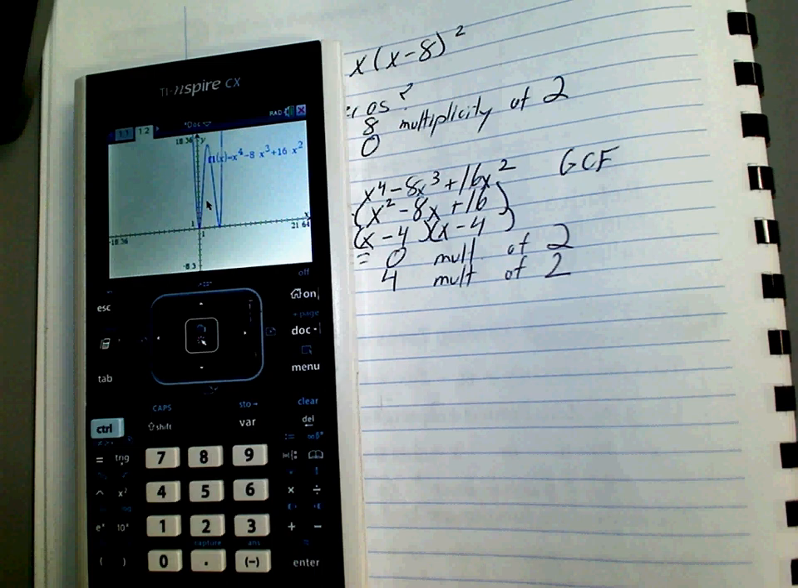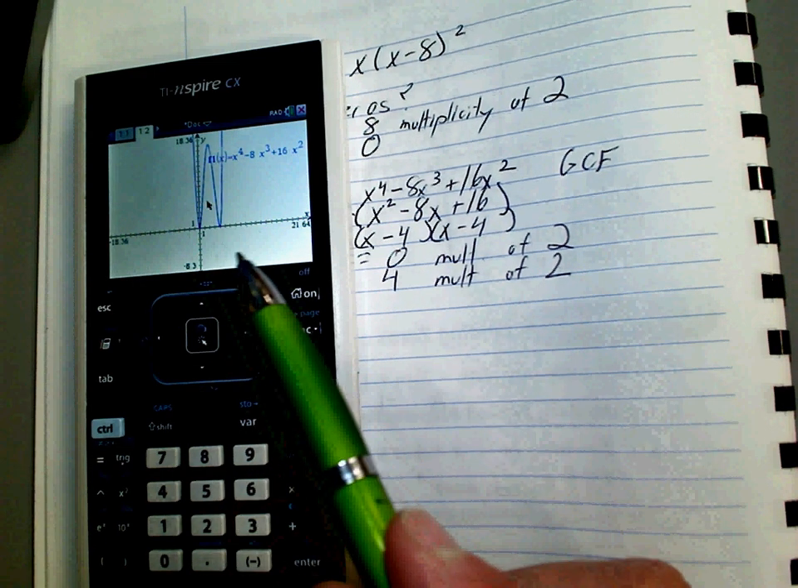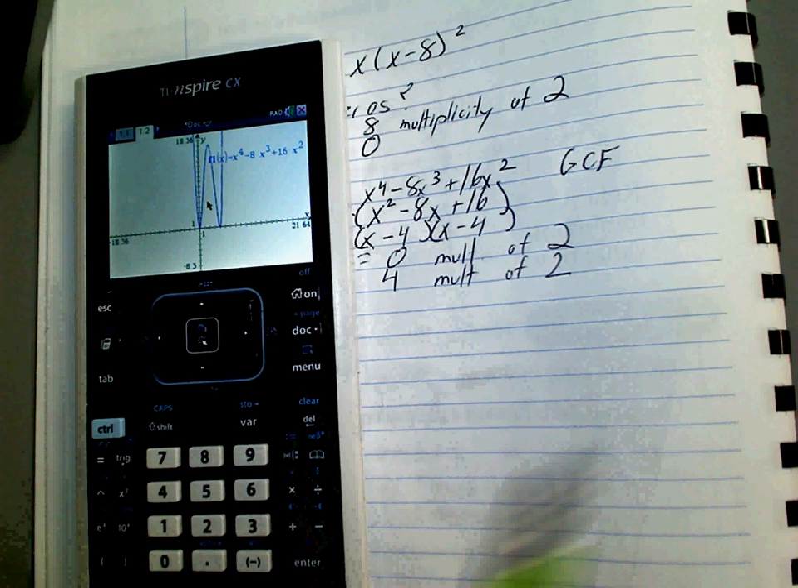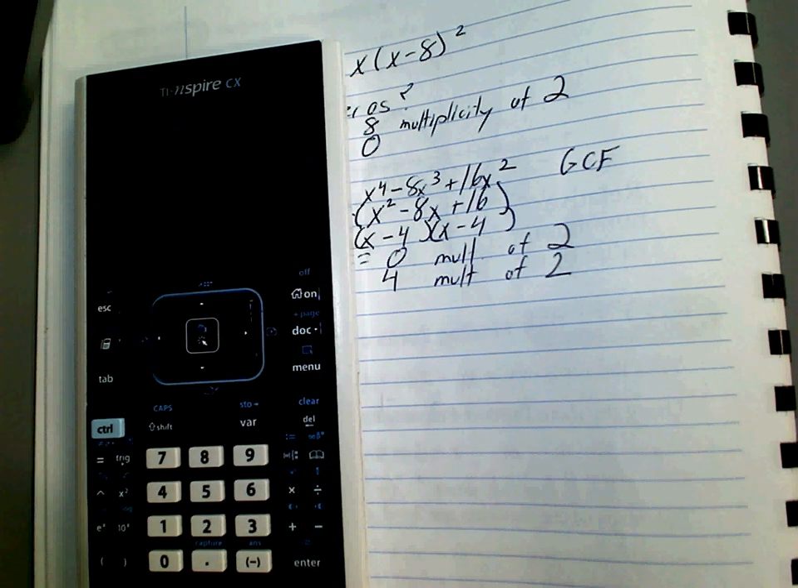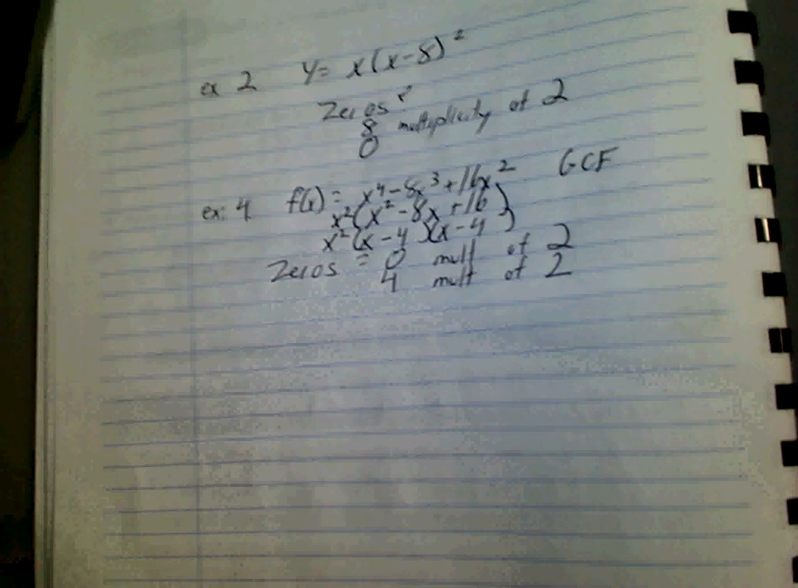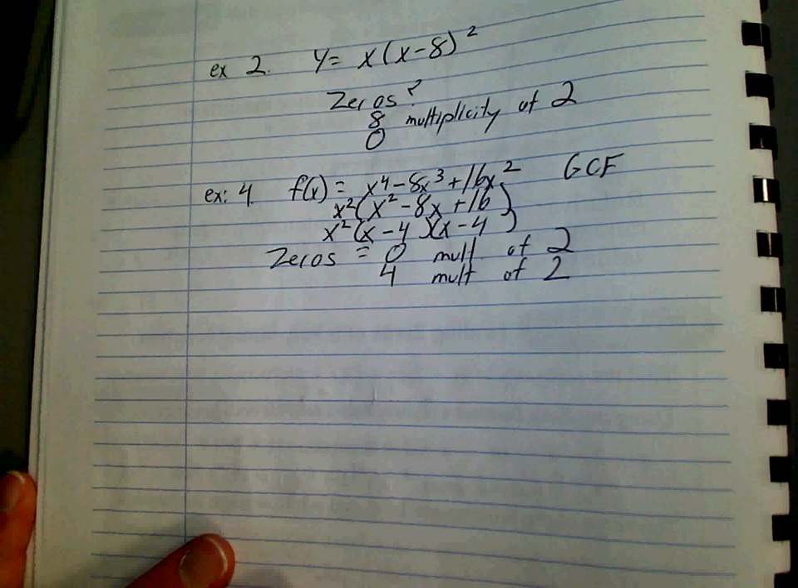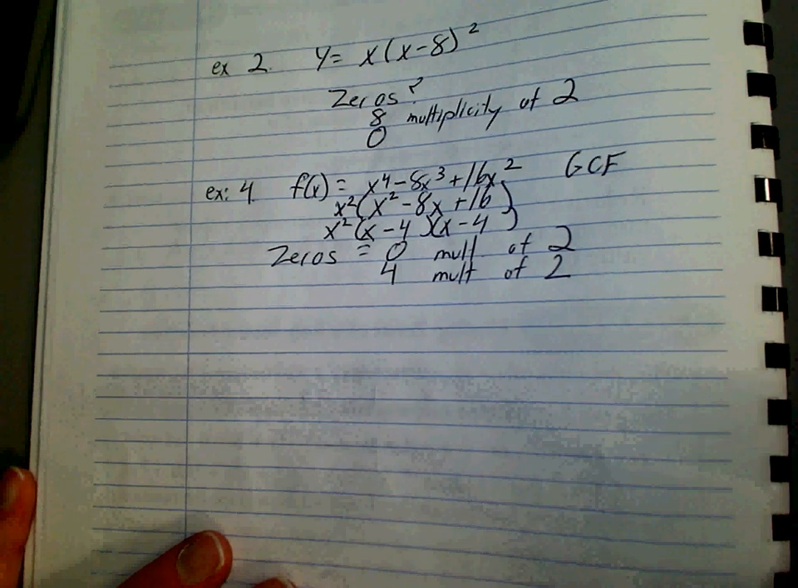Right here and here. Relative. It's a good question. Okay. So knowing the multiplicity, you have to be able to see the factors to know the multiplicity on that.